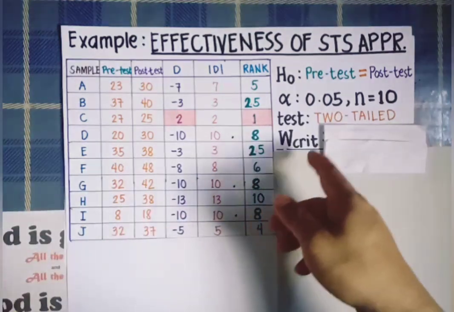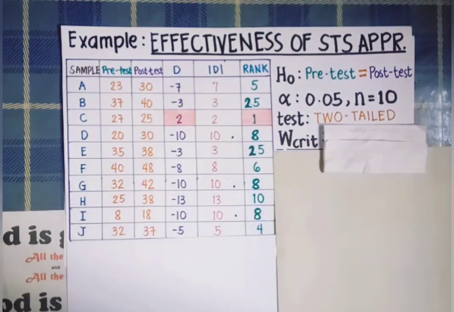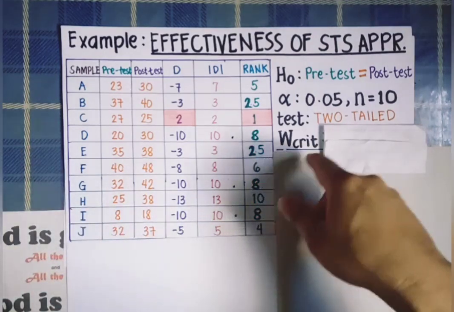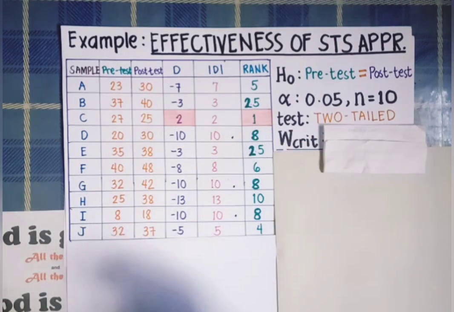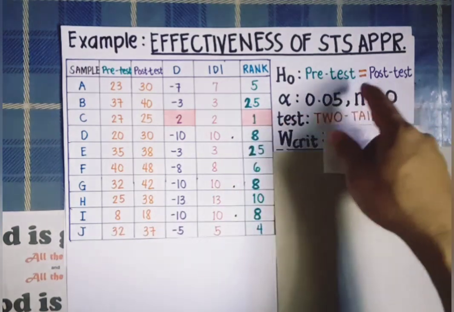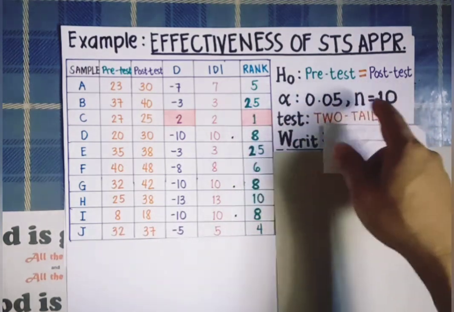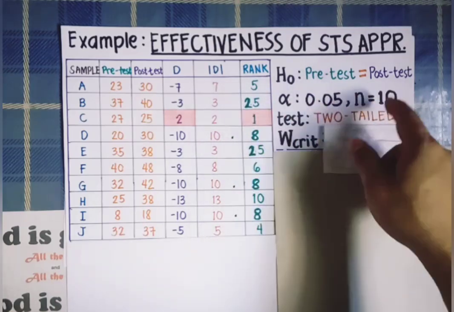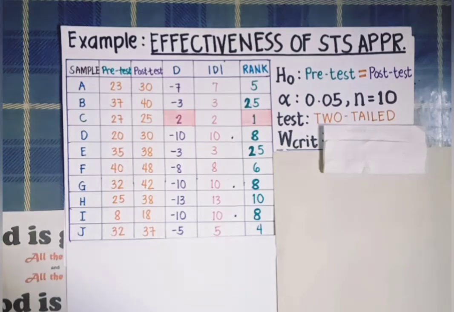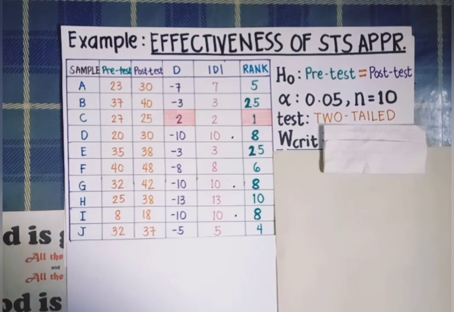Okay, now for the critical value for the Wilcoxon, there are actually 3 things that are important for us to be able to determine this critical value: the alpha level, the type of test, and our sample size. And since we already determined these 3, let's now go to the Wilcoxon critical value table to check what will be our critical value for the Wilcoxon.